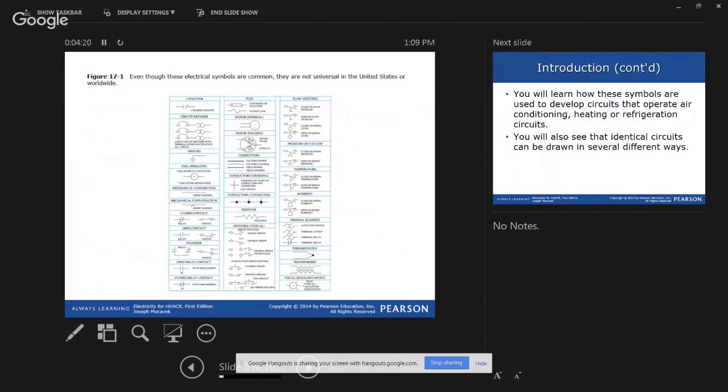Even though these electrical symbols are common, they are not universal in the United States or worldwide. That's something I definitely want to highlight with you guys. These may very well be what you are expecting to see in your world, but coming from my point of view, a lot of this stuff doesn't apply. This is a common thing that we see. The ground symbol, these are common, normally open, normally closed. That's usually a fairly common one, indicating you have a contact from a relay somewhere. I wouldn't necessarily agree that that is a relay. I would think that it is a contact, and I think that's what it's indicating there.